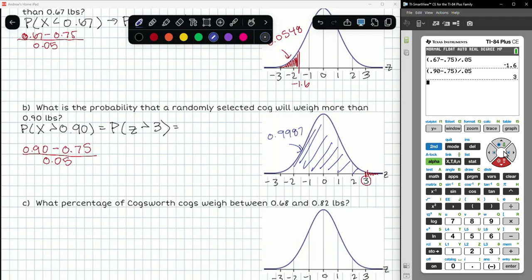The question is, how do I get the red area? And the answer is, I know the whole curve is 1. So I go to my calculator and I subtract. And I get 0.0013. So if I want a greater than, and my table only gives me less than, I'm going to do 1 minus the less than answer.